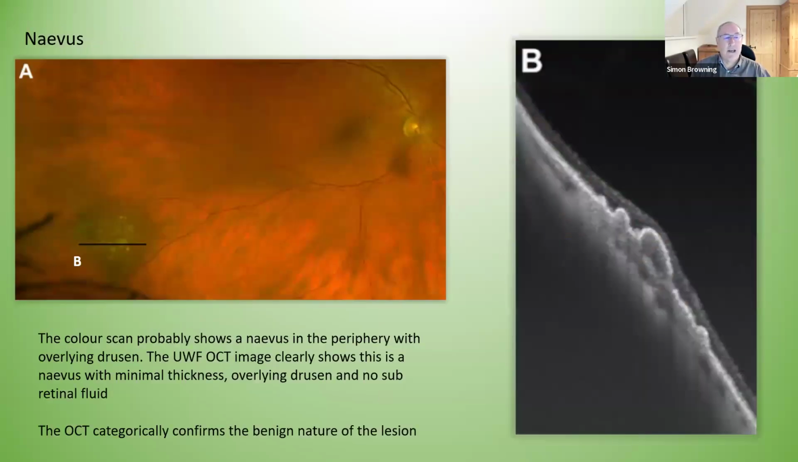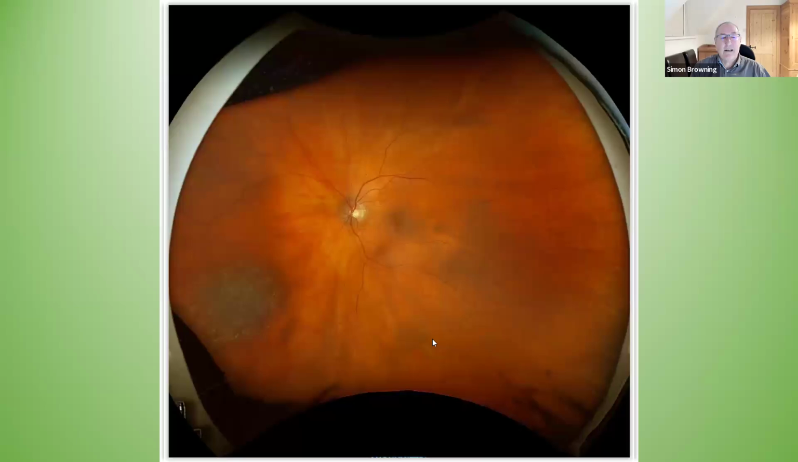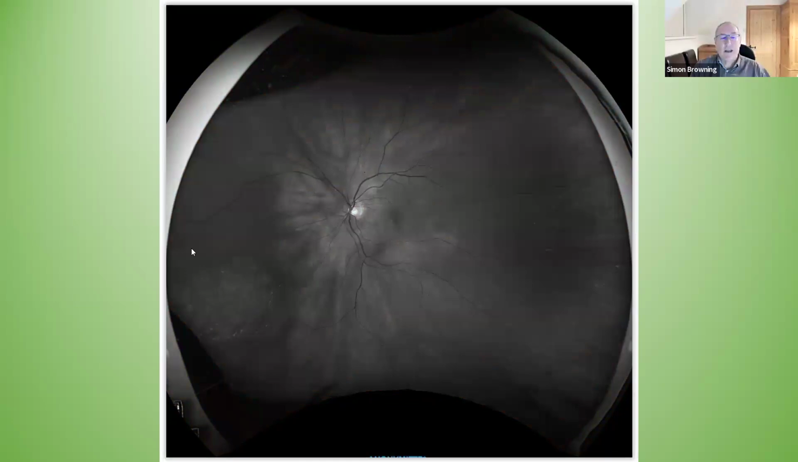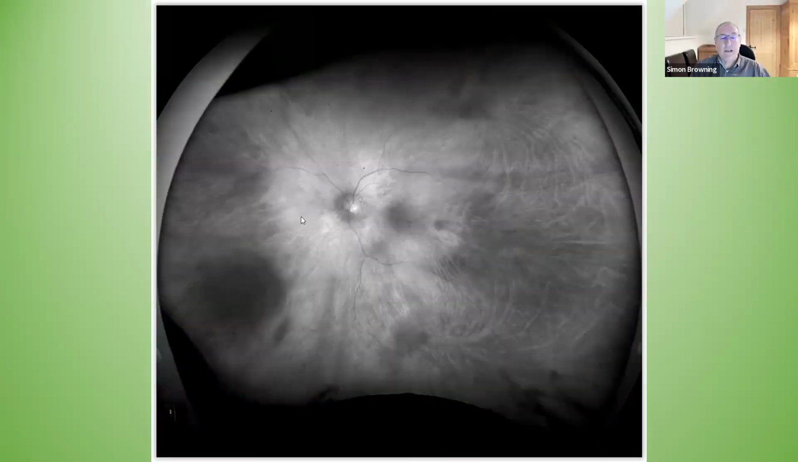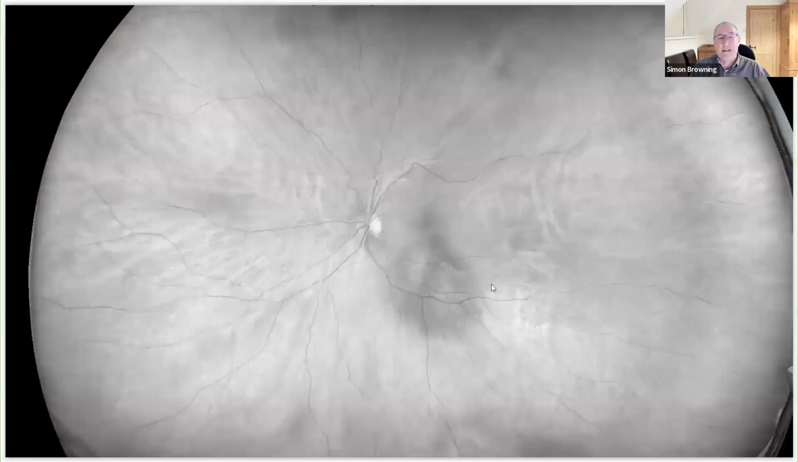This is an ultra wide field scan here. You see the drusen over the top of the lesion, and then on here you can see there's no signs of fluid in here. You've just got the drusen, so a classic nevus. This one here, again, we see it in the true color there, and you can see drusen over top of it, and you can see the lesion quite clearly down there. And another one, a true color image there. Again, you can see quite clearly the lesion there.